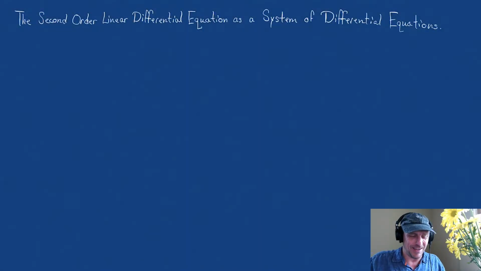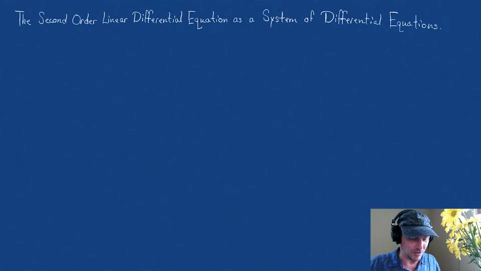I am Tom, and today we're going to write the second order linear differential equation as a system of differential equations. So this is going to bring our second order work into line with our systems work. So let's think about this.